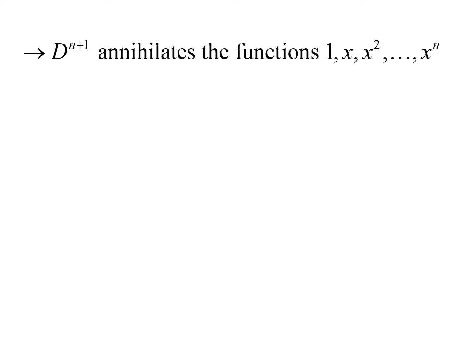So the generic form for an annihilator that annihilates a polynomial is D to the n plus 1, where n is the highest degree, or the degree of the polynomial.